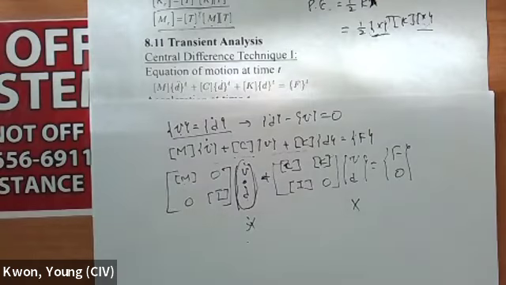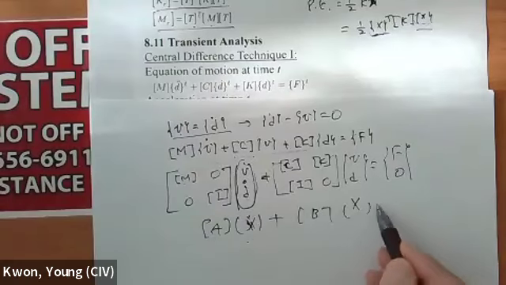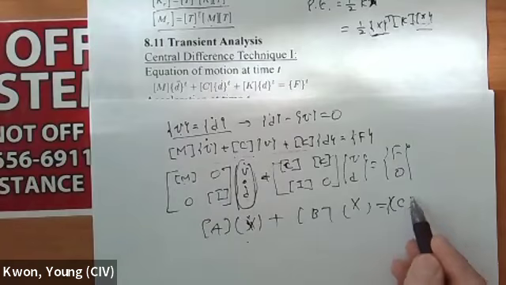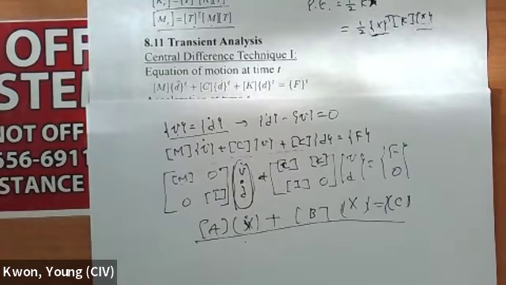Then I can call this X dot, X. So just first order derivative of the equation. If I call this A, E, C, like that, then that's going to be first order derivative of the equation. That means we can apply forward, backward, or central difference technique to this one.